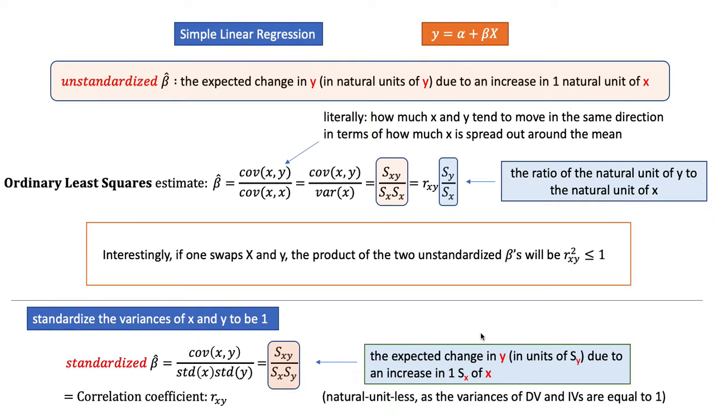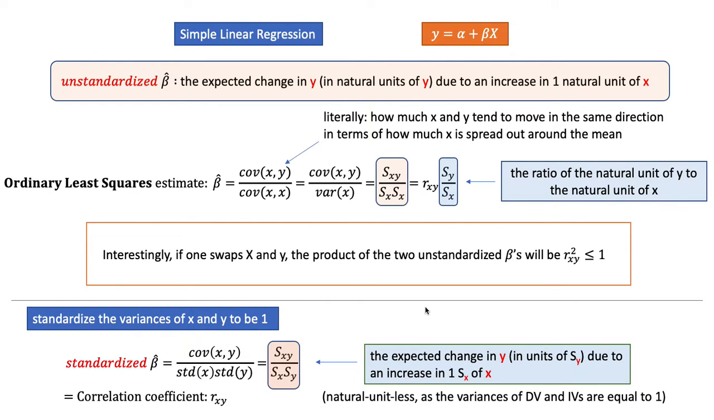Just like the interpretation of the unstandardized beta, the standardized beta can be interpreted as the expected change in y, but now in units of the standard deviation of y due to an increase in one standard deviation of x. It therefore becomes unitless, as the variance of the dependent variable and the independent variable are equal to 1.